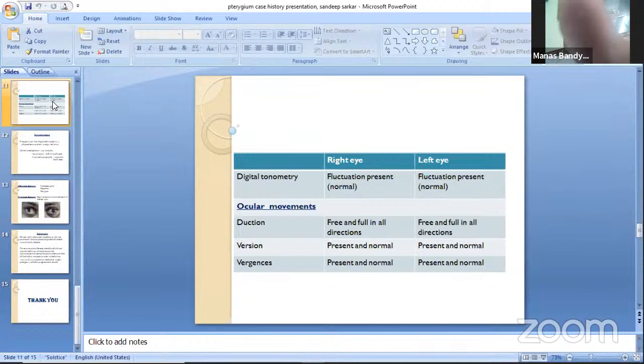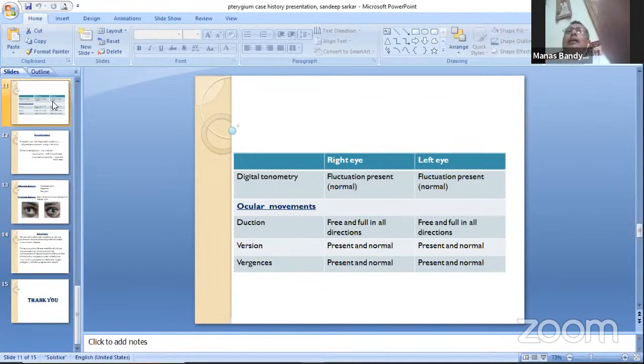In digital tonometry, you said the fluctuation present. In digital tonometry, it's merely a gross estimation of the intraocular pressure, whether it is normal, whether it is grossly increased, or whether it is grossly decreased. So you can say that it's normal, but what do you mean by fluctuation present? Fluctuation can be present if it is hypotonous. If the pressure is high, then also fluctuation can be present. But you have to judge how much fluctuation is present, whether that fluctuation is normal or not. So we do not describe digital tonometry as fluctuation present. You can merely say it's normal.